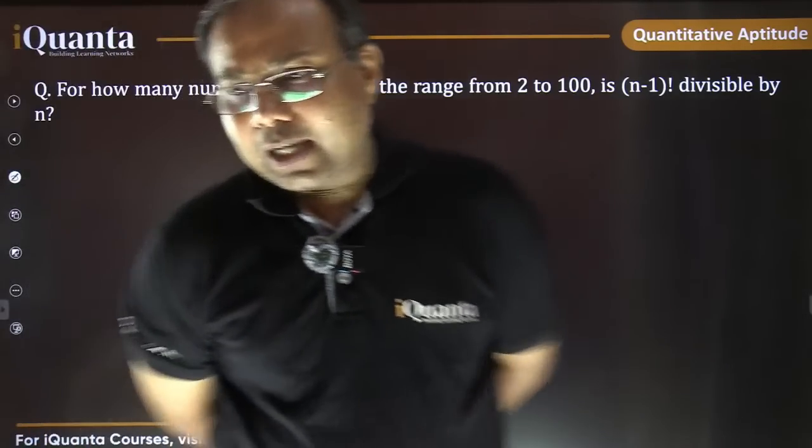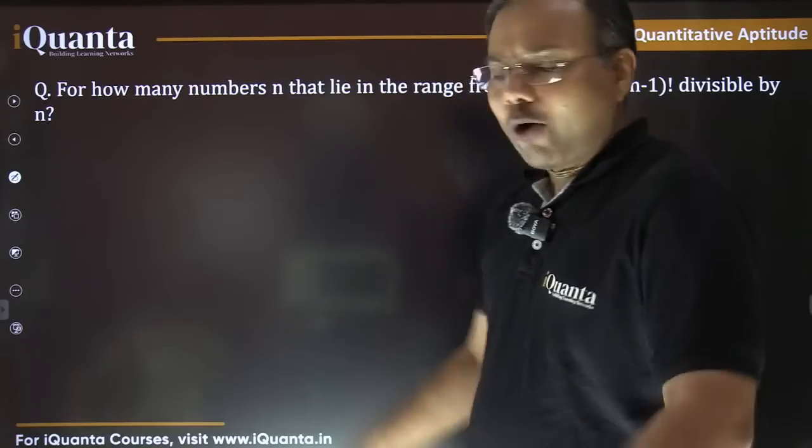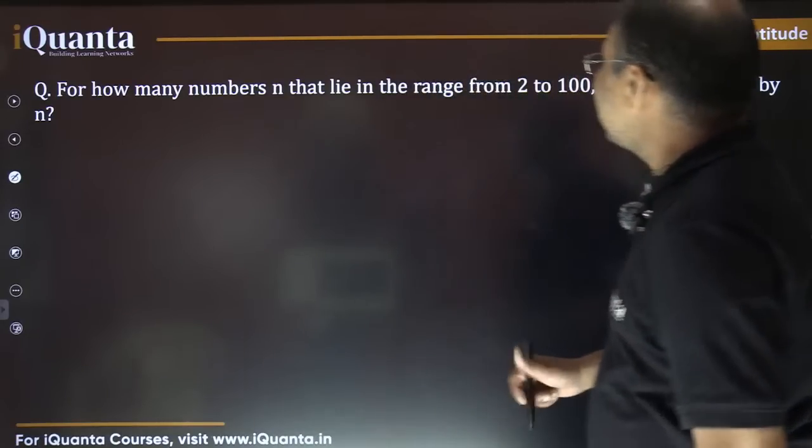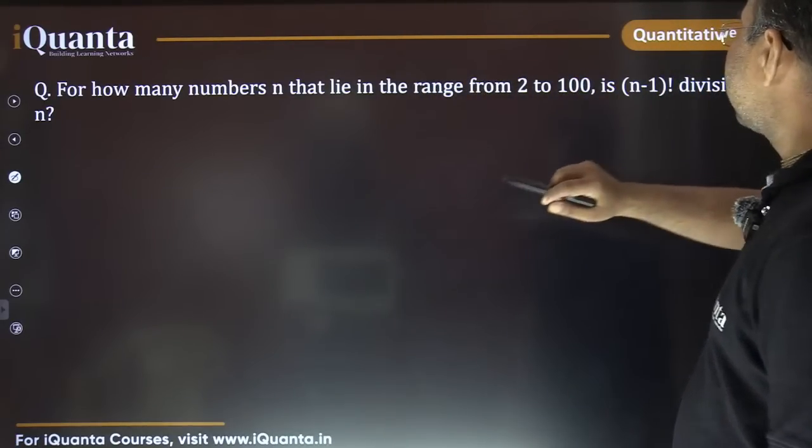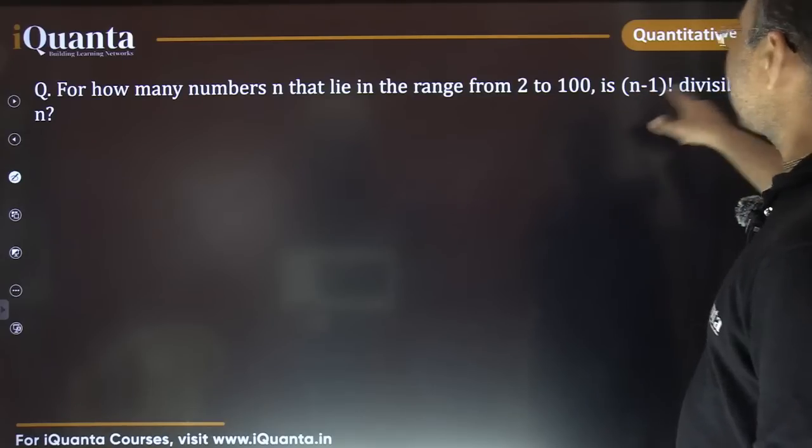Okay, let's see how to begin. What is the thought process to start? We can write the smaller values. We know that n varies from 2 to 100. So (n minus 1) factorial is divisible by n.